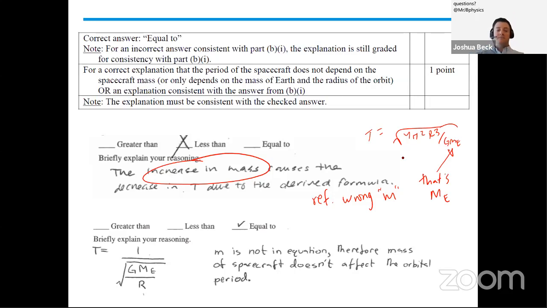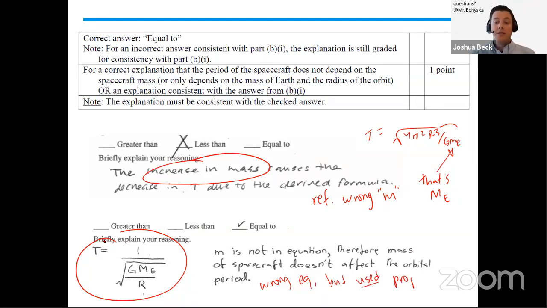Here's a scenario where a student had the wrong equation for T. So they wouldn't have gotten full credit on their derivation, right? This is not a correct expression for T. So they didn't get full credit on their derivation, but they can still get full credit here if they use this equation properly. They say little m is not in the equation, therefore the mass of the spacecraft doesn't affect the orbital period. It's the wrong equation, but they used it properly. Perfect. They can still get this point.